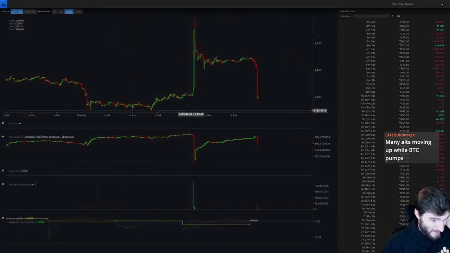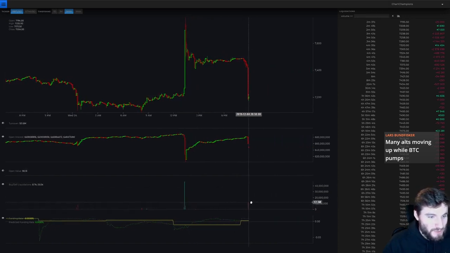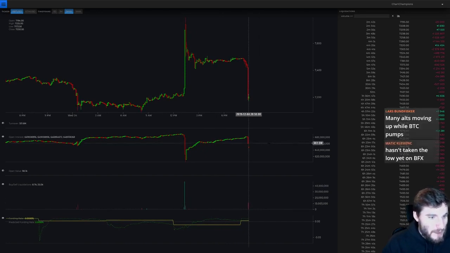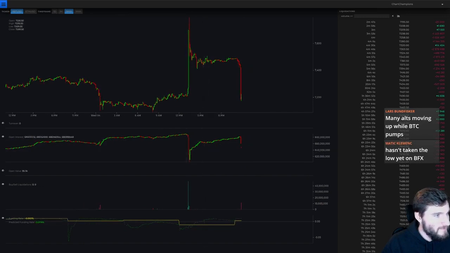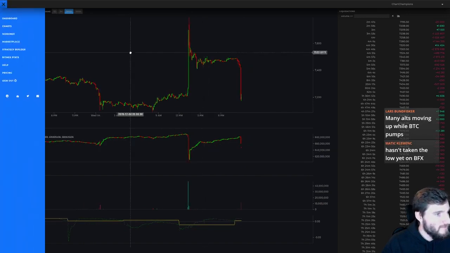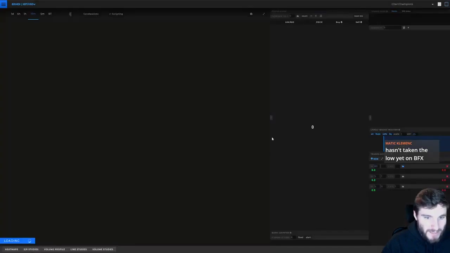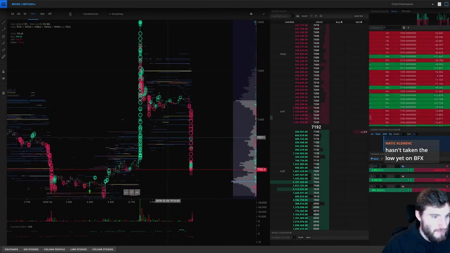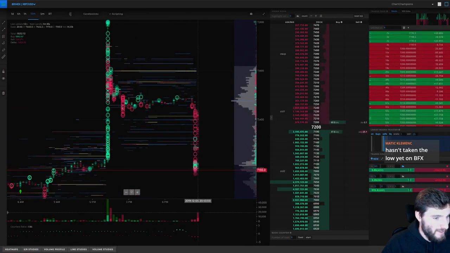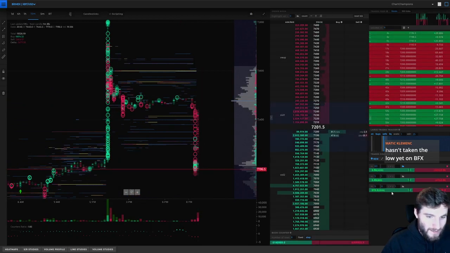Yeah, it's really crazy. 13 million, 11 million liquidations. Well, your liquidations are not too high. Well, you still got 10 million liquidations there. But yeah, it's not overly high considering the percentage of that move. You got some support coming in.